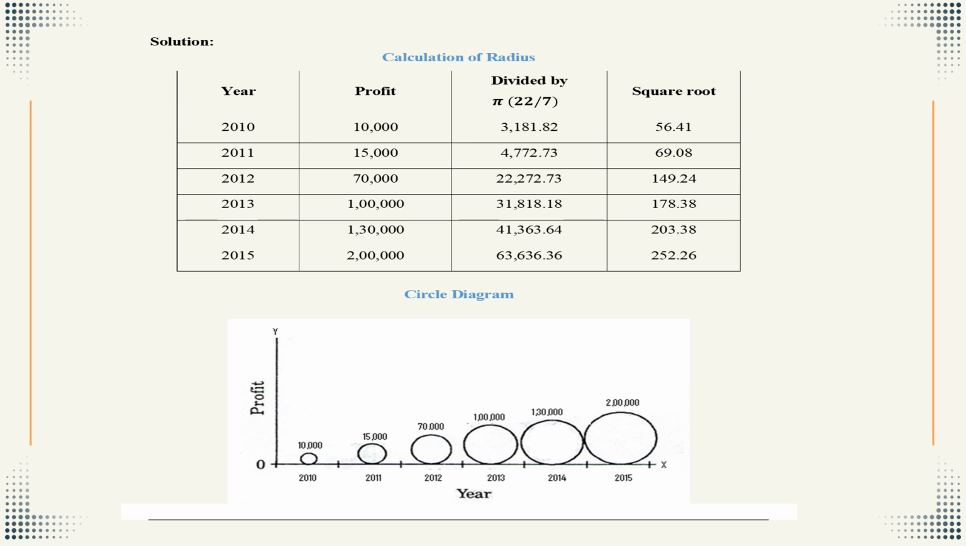You see that with the circle we can find out the importance, whether it is high or low, based on the size of the circle. If the size of the circle is low, it means in that year the profit is very low.